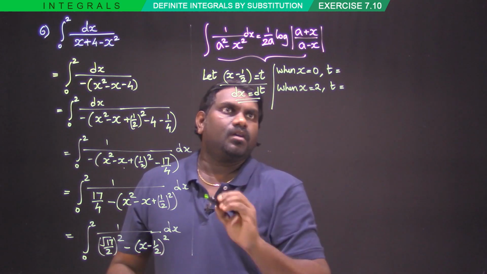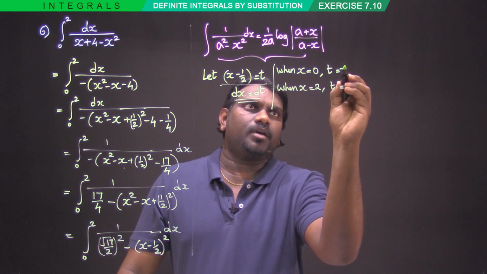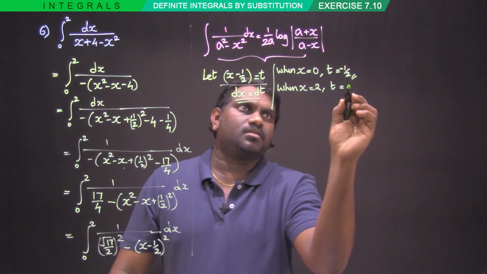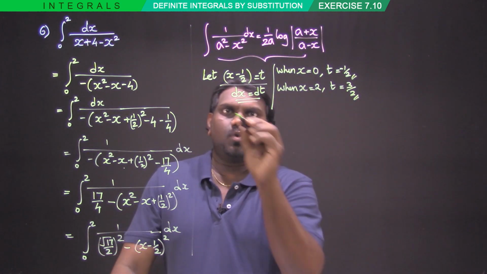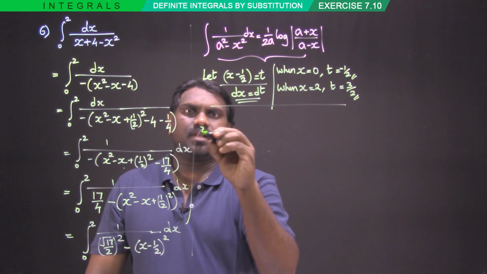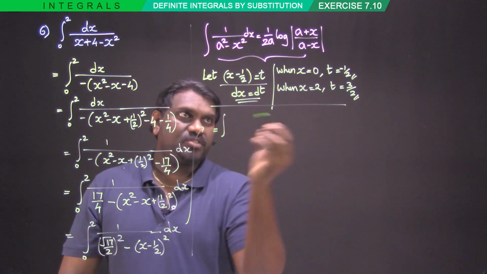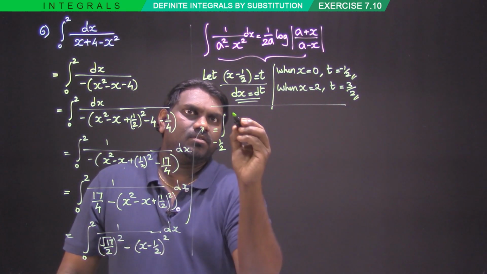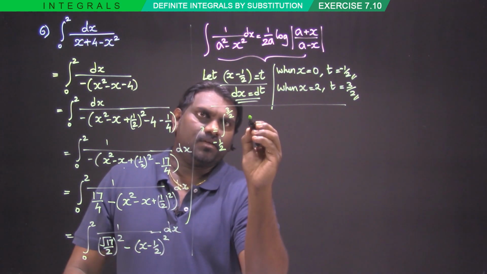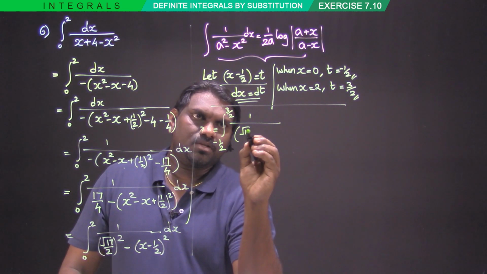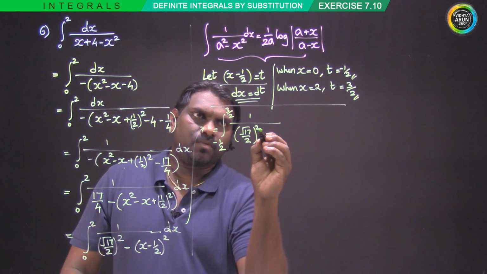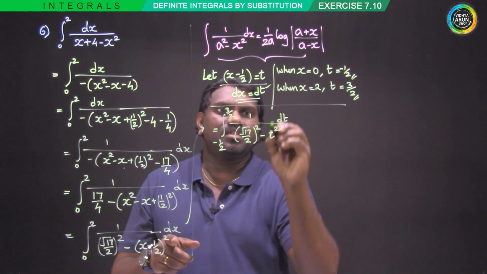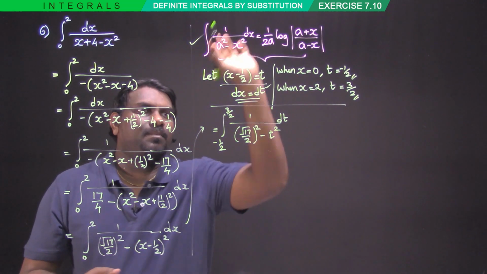So over here, if x is 0, your t will be minus 1 by 2. If it is 2 here, then this will be 4 minus 1, 3 by 2. So the limits 0 to 2 will change to minus 1 by 2 and 3 by 2. Getting it? This would be 1 by root of 17 by 2 the whole square minus t square, and your dx is dt. Done. Now your formula is applied.